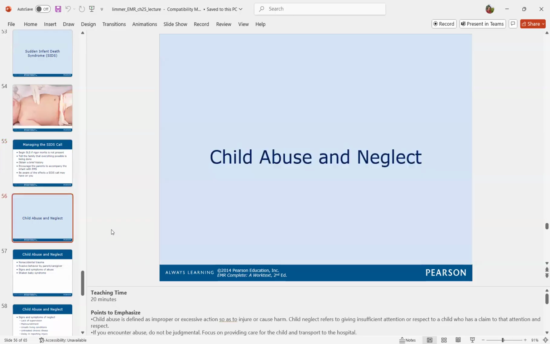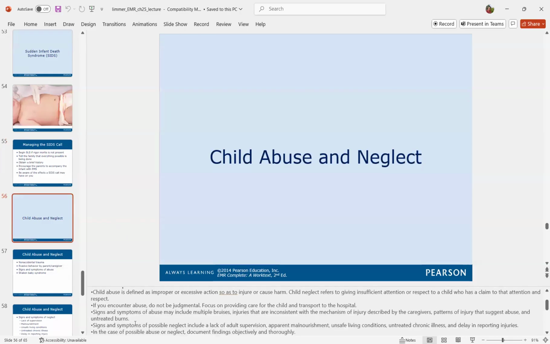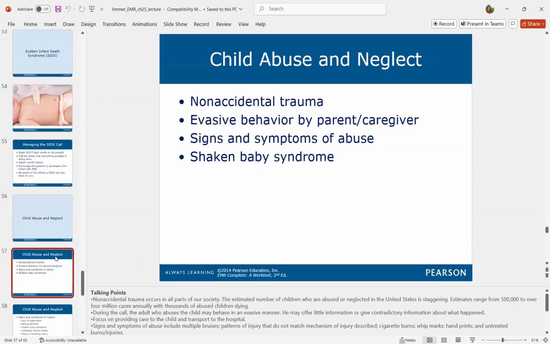All right, child abuse and neglect. Child abuse is defined as improper or excessive action so as to injure or cause harm. Child neglect refers to giving insufficient attention or respect to a child who has claim to that attention and respect. If we encounter abuse, we're not going to be judgmental. We're going to focus on providing care for that child and transport to the hospital. And we'll talk about some of the signs and symptoms of this.